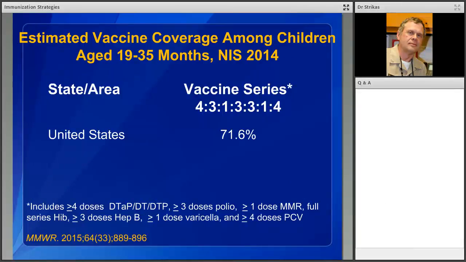In 2014, the national vaccination coverage data among children aged 19 through 35 months with the combined vaccine series of the vaccines listed at the bottom of the slide was 71.6%. Similar in coverage to 2013 with a slight improvement. We should have 2015 data soon, and we will publish it by about September of this year. These data were published from the National Immunization Survey in the August 28, 2015 Morbidity and Mortality Weekly Report, or MMWR.